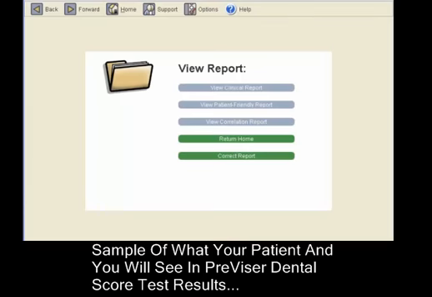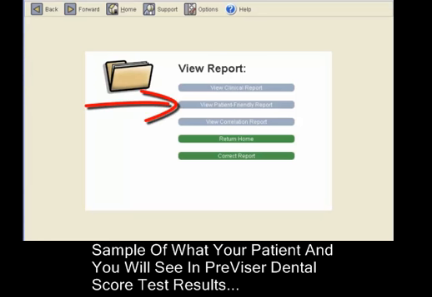In this module, we'll look more closely at the patient report that's generated for a patient you've assessed for periodontal disease risk and severity, discuss how you can use these reports to communicate more effectively to your patients, and what the information on the reports means. When you've transmitted the data needed to calculate PreViser scores, you'll see the View Reports screen.